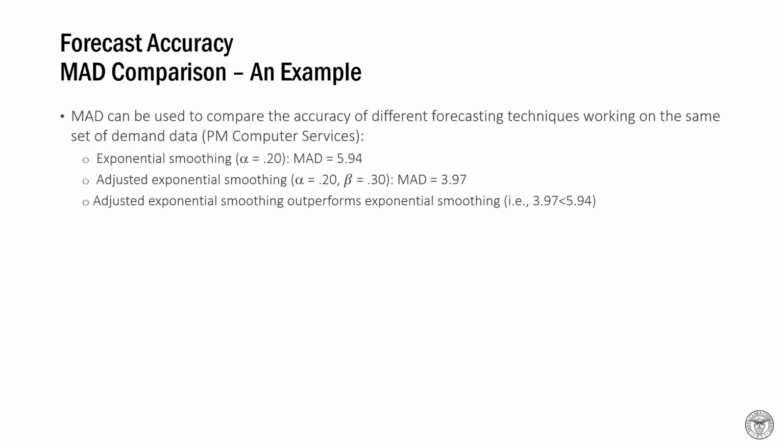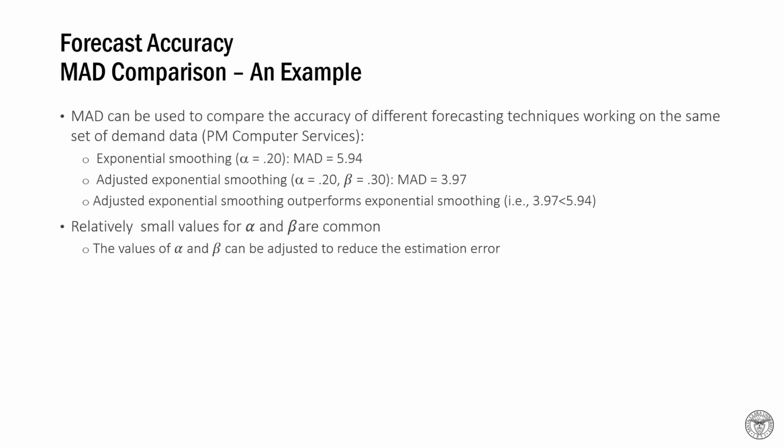It's common to use relatively small values for alpha and beta in these calculations. To further enhance forecasting accuracy, this constant can be adjusted to minimize the estimation error. Additionally, estimating initial values for TAF sub 1 and T sub 1 can improve the forecasting outcome.